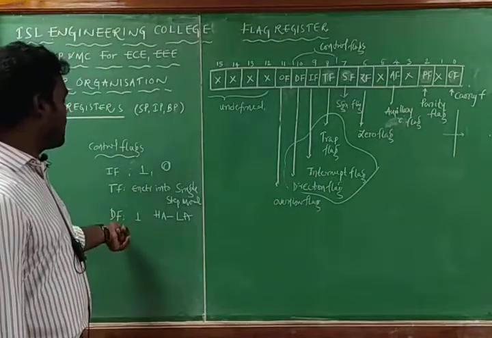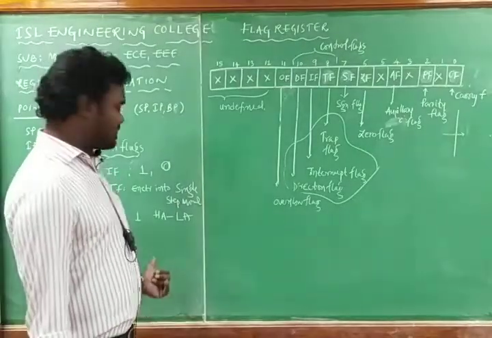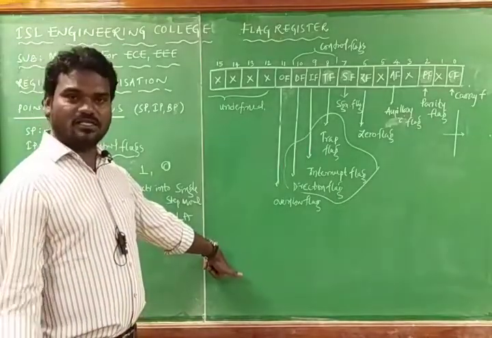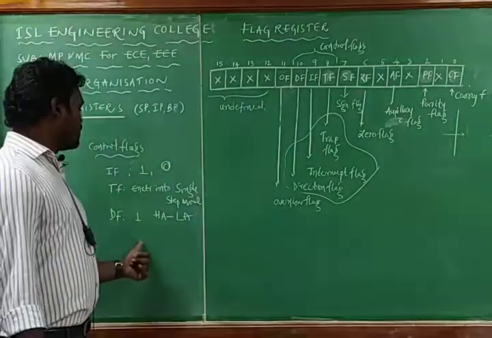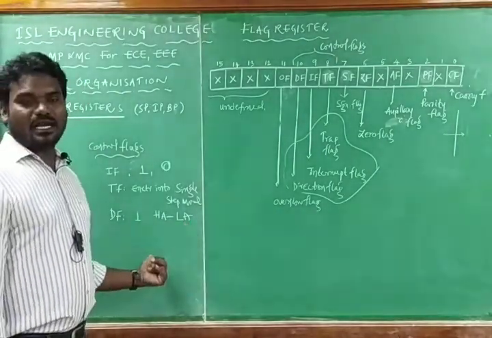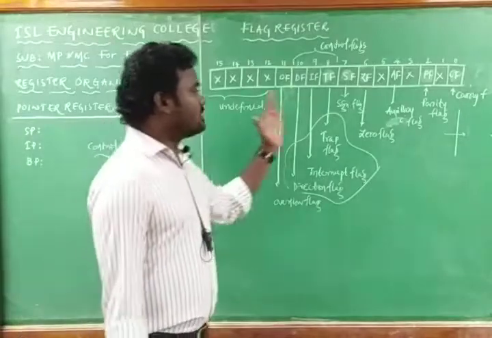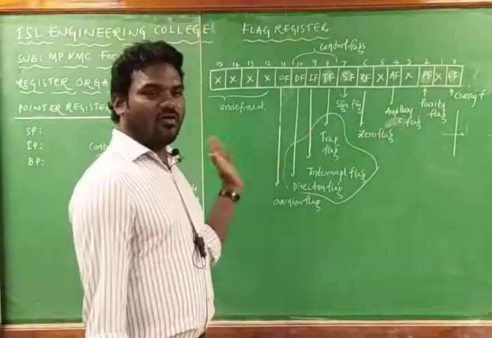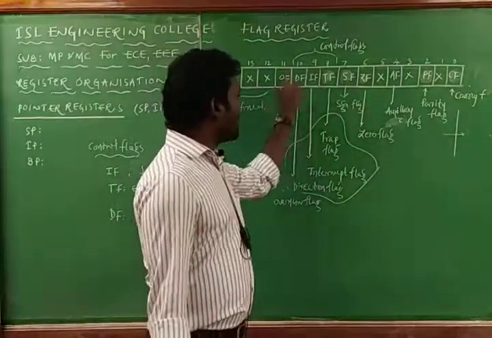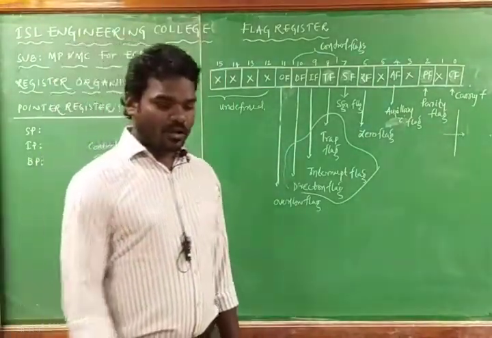Next one is the directing flag, that is DF. Whenever it is set to 1, it accesses data or instructions from the higher address to the lower address, and whenever it is set to 0, it accesses from the lower address to the higher address. These 3 are combinedly named as control flags. The remaining 6 are conditional flags. Out of 16, 3 plus 6 is 9, and the remaining 7, indicated with the cross mark, are undefined flags which can be used for future purposes.